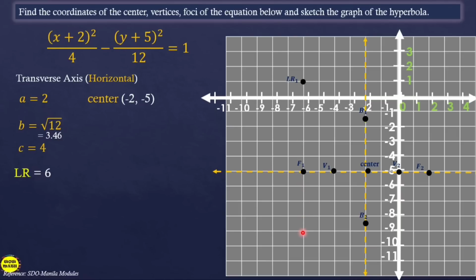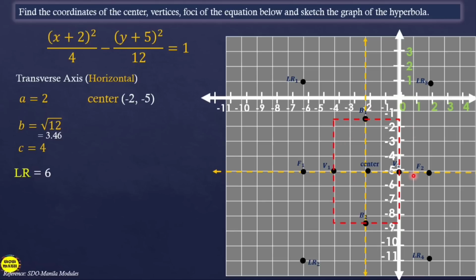Ganun din pababa. 1, 2, 3, 4, 5, 6. Nandito yung LR2. And then sa kabila, 1, 2, 3, 4, 5, 6. Kapantay lang din yan at dito. So, na-plot na natin lahat, yung foci natin, yung vertices, yung co-vertices natin, at yung latus rectum natin.